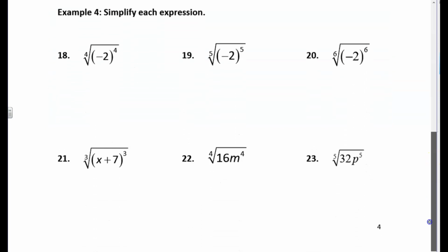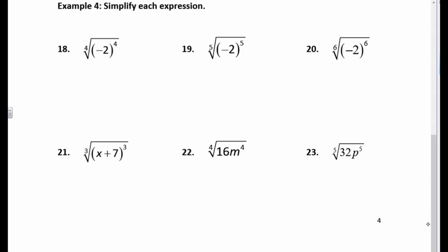So let's simplify each expression. I have the 4th root of negative 2 to the 4th. Because that's an even index, I'm going to take the absolute value of what's in there to get 2 as my answer. Now here, we have an odd index. So the 5th root of negative 2 to the 5th is going to get me negative 2. Whereas the 6th root of negative 2 to the 6th, because that's an even index, I'm going to get positive 2. I'm going back to that absolute value.